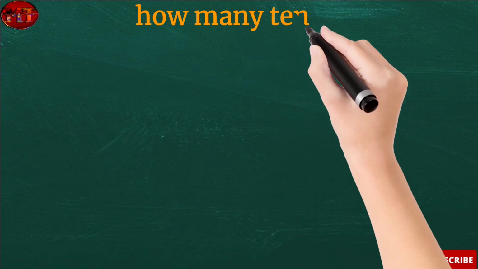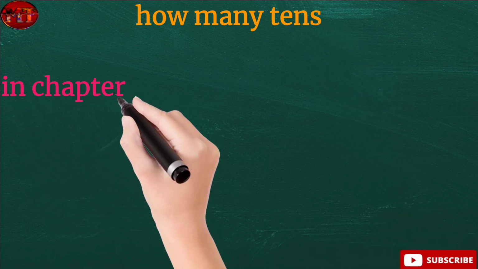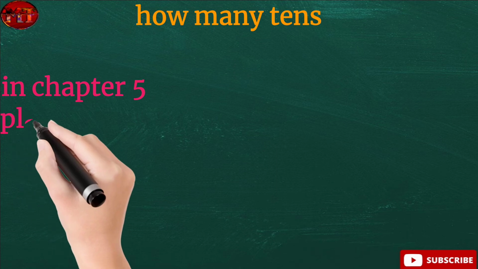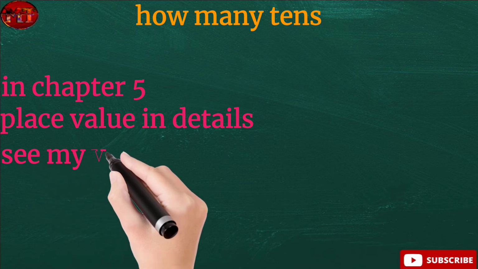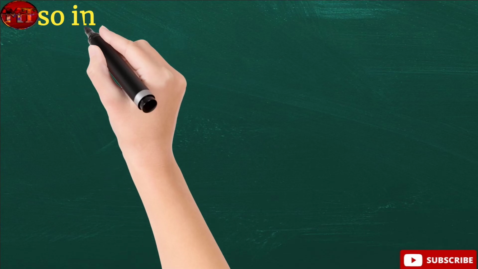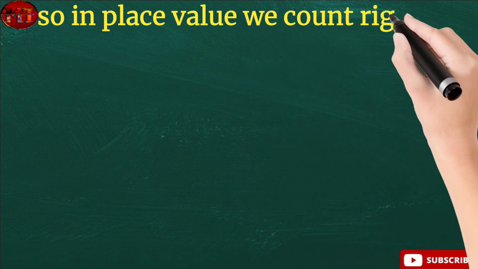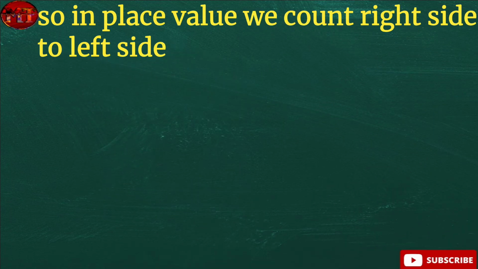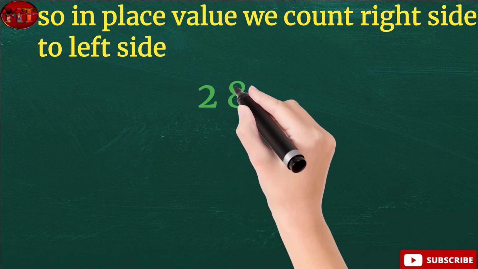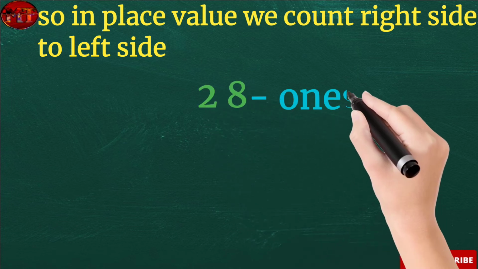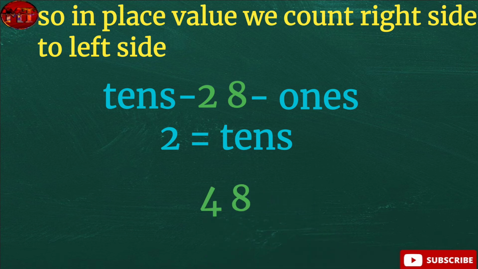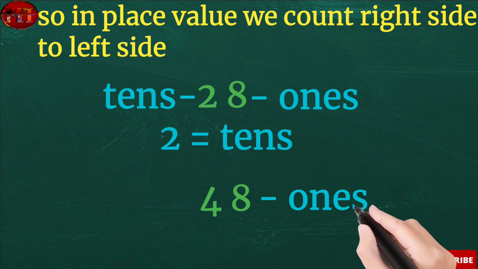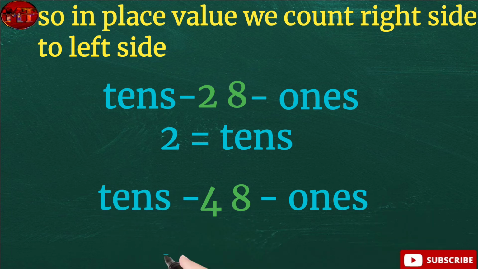How many tens? In chapter 5, we discuss place value in detail. If you have any doubt, see my video. So, in place value, we count from right side to left side. 28. 8 ones, 2 tens. So, 2 tens. 48. 8 ones, 4 tens. So, 4 tens.